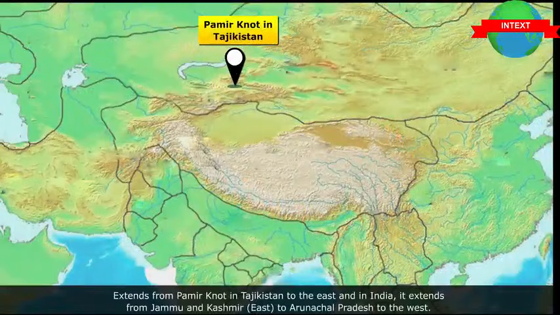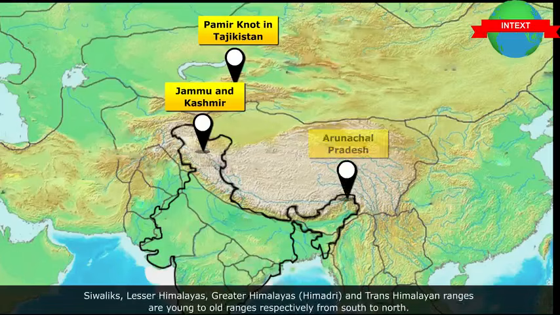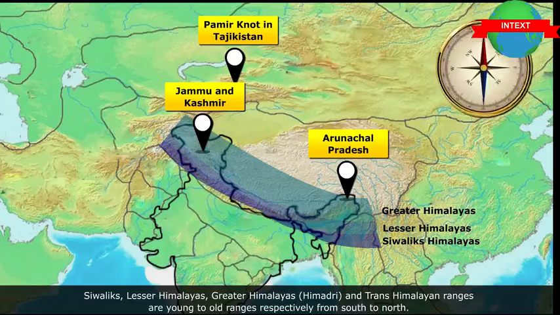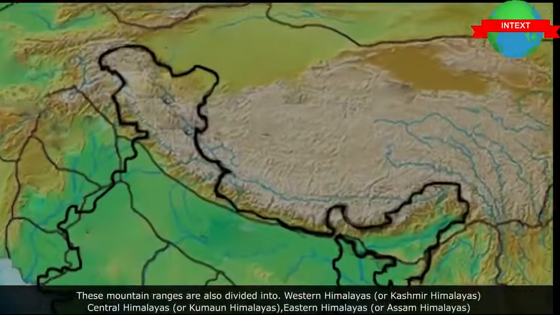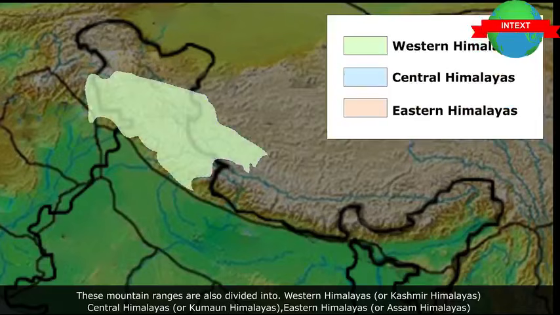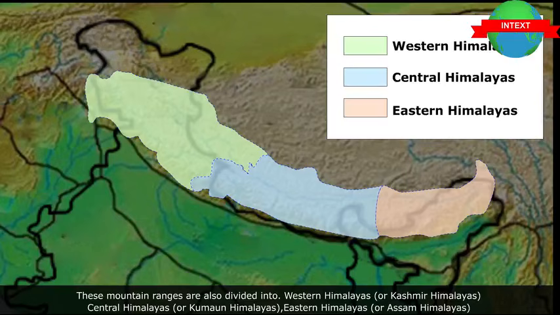Himalayas extend from Pamir Knot in Tajikistan, and in India it extends from Jammu and Kashmir to Arunachal Pradesh. Shivaliks, Lesser Himalayas, Greater Himalayas, Himadri, and Trans-Himalayan ranges are young to old ranges respectively from south to north. These mountain ranges are also divided into first, Western Himalayas or Kashmir Himalayas, second, Central Himalayas or Kumaon Himalayas, and the third, Eastern Himalayas or Assam Himalayas.